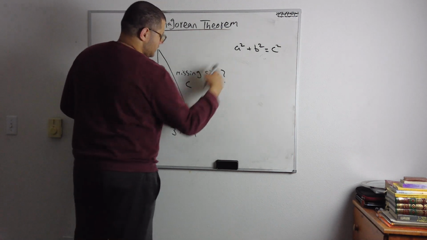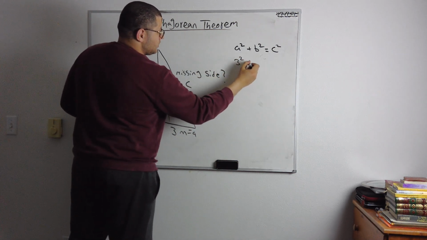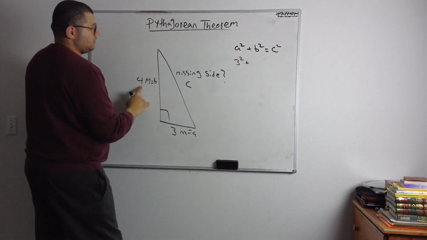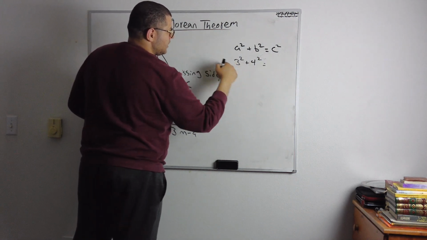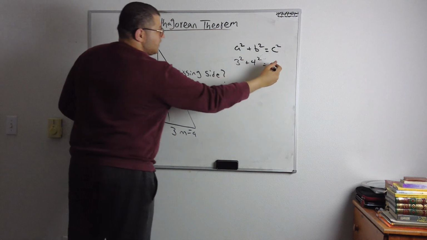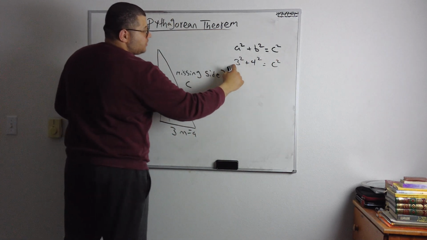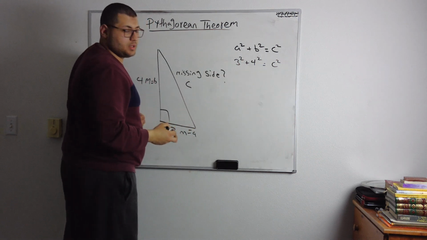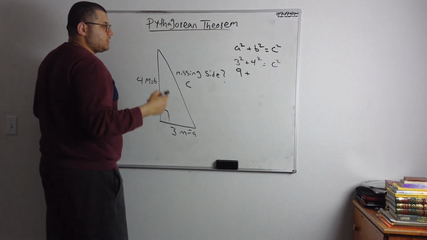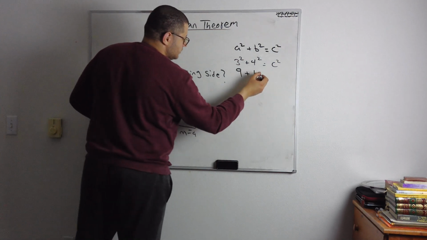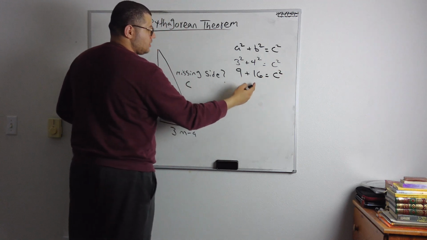A is 3, so we put the 3 in, so 3 squared. B is 4, so we put 4 squared. We plug these two numbers in, and then we have the C that we're going to try to find. Now, 3 squared is 3 times 3, which is 9. 4 squared is 4 times 4, which is 16. And then you have the C squared. We add these two numbers together, that's 25.